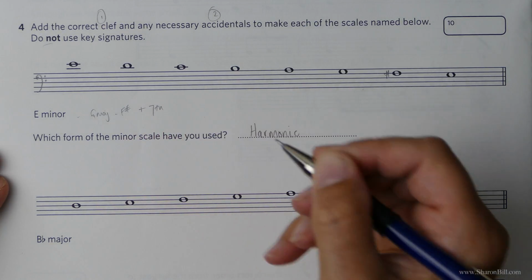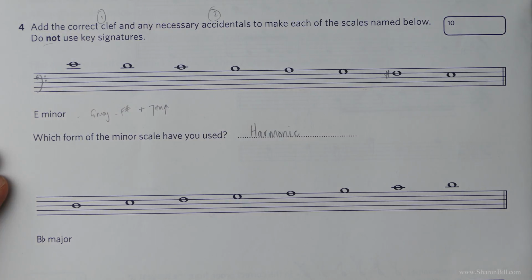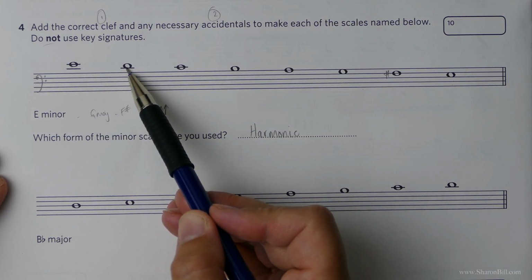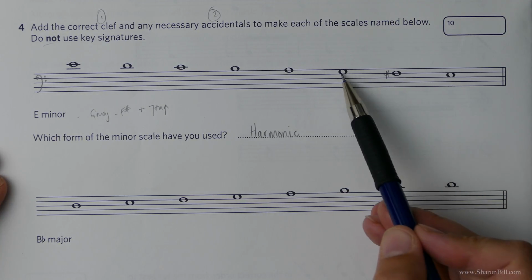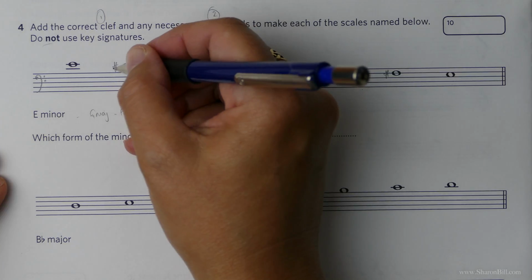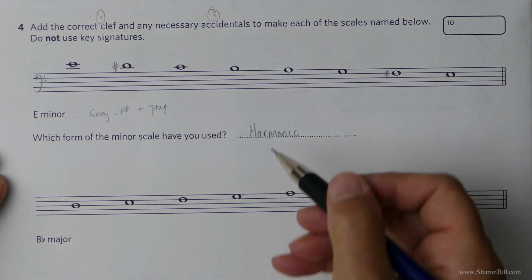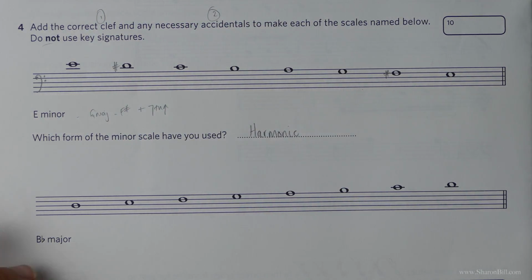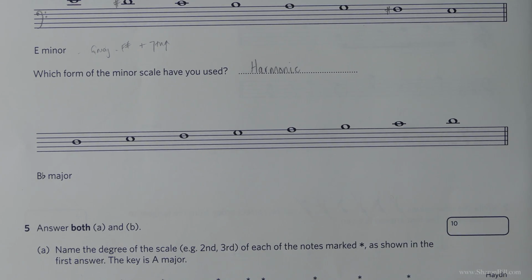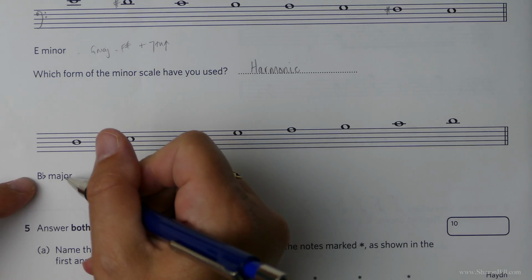And then the harmonic minor scale has the 7th note. We need to raise the 7th note. And so if you think we're starting at the top, so 8, 7, or if you count from the bottom, 1, 2, 3, 4, 5, 6, 7, this D needs also to be sharpened to make the harmonic minor form. That's that completed now. And so the next one, B flat major.